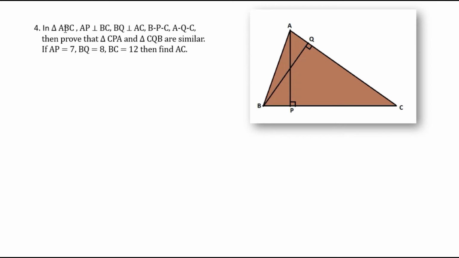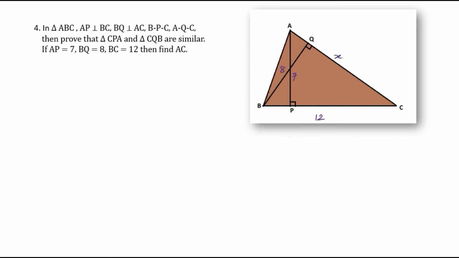Example 4. In triangle ABC, AP is perpendicular to BC, BQ is perpendicular to AC. Then prove that triangle CPA and triangle CQB are similar. If AP is equal to 7, BQ is equal to 8, BC is equal to 12, then find AC also. Okay, so let's write those values. AP is equal to 7, then BQ is 8, BC is equal to 12, and find out AC.